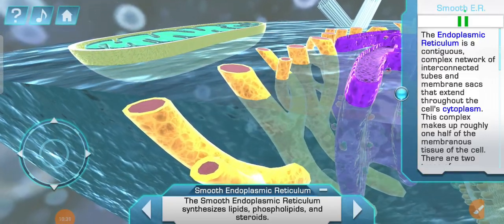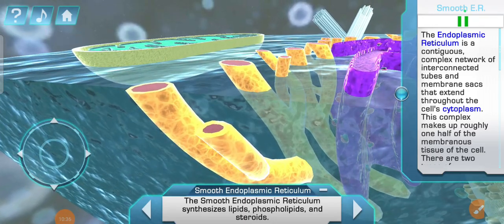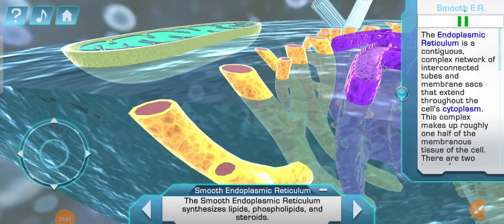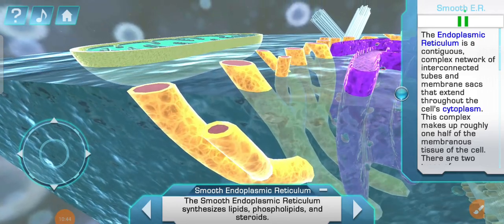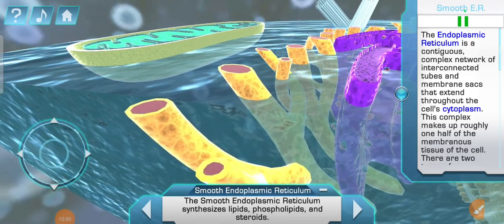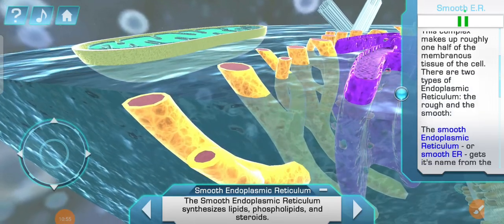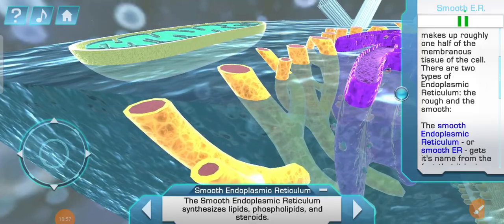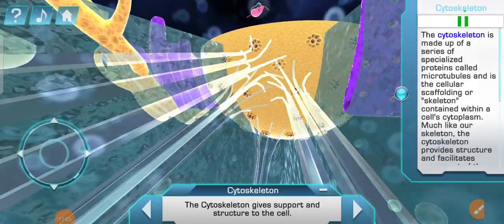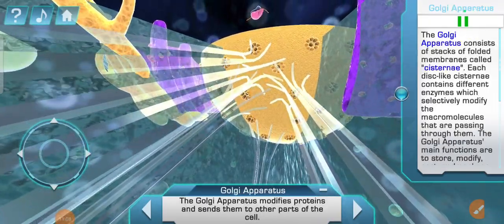Now we can see the smooth endoplasmic reticulum. The smooth endoplasmic reticulum synthesizes lipids, phospholipids and steroids. The endoplasmic reticulum is a contiguous, complex network of interconnected tubes and membrane sacs that extend throughout the cell cytoplasm. This complex makes up roughly one half of the membrane tissue of the cell. There are two types of endoplasmic reticulum, the rough and the smooth. Now here we can see the structure of the cytoskeleton. The cytoskeleton gives support and structure to the cell.